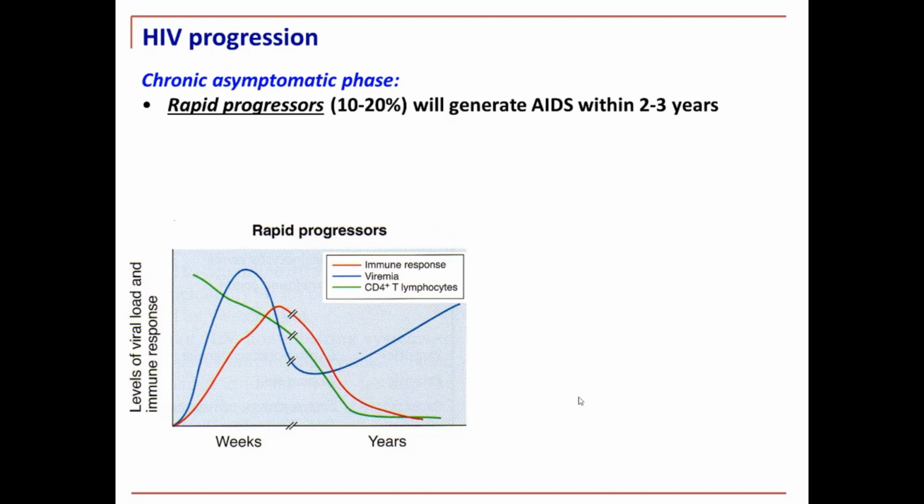So we also have rapid progressors. We have the typical progressors, and we have the rapid progressors, and this hits about 10 to 20% of people. They will get AIDS within 2 to 3 years. So they're a lot more rapid.